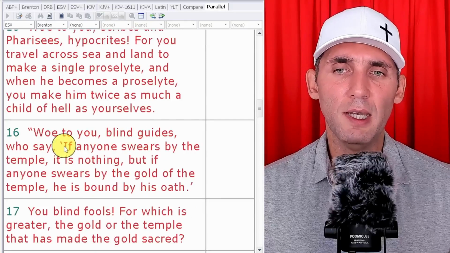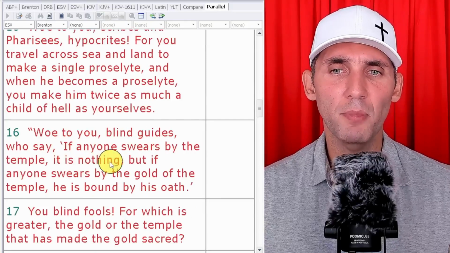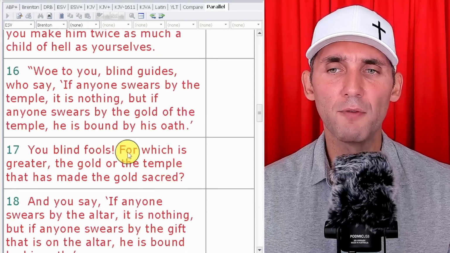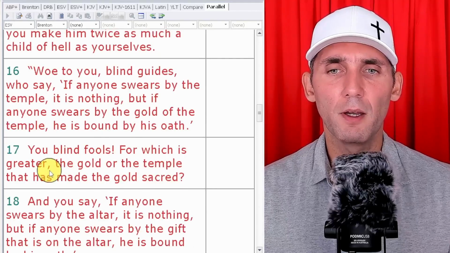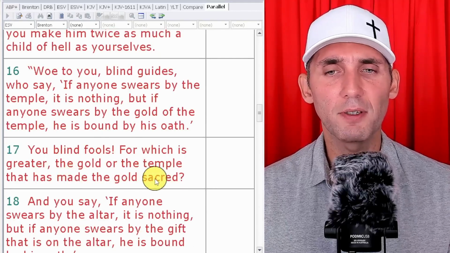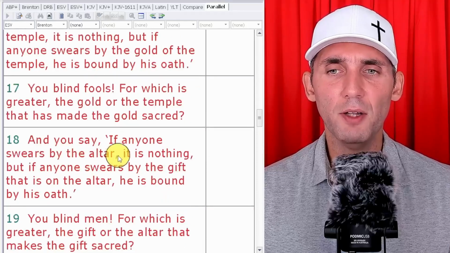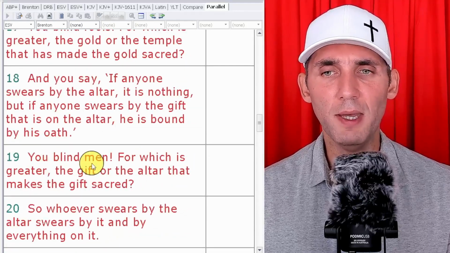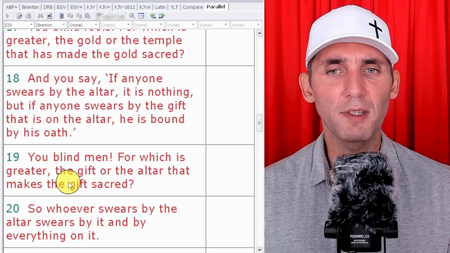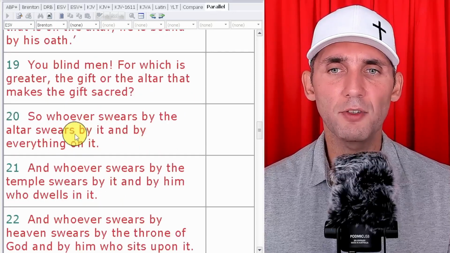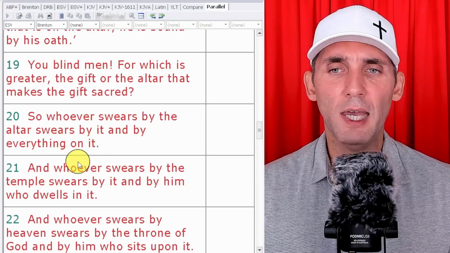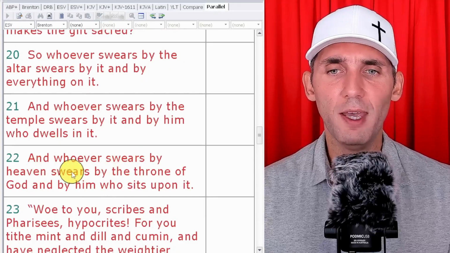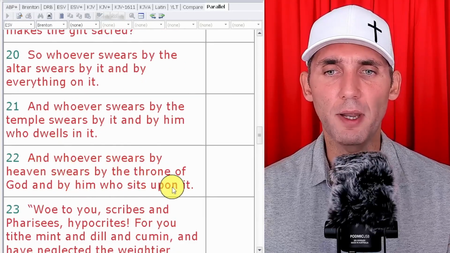Woe to you, blind guides, you say, if anyone swears by the temple, it is nothing. But if anyone swears by the gold of the temple, he is bound by his oath. You blind fools, for which is greater, the gold or the temple that has made the gold sacred? And you say, if anyone swears by the altar, it is nothing. But if anyone swears by the gift that is on the altar, he is bound by his oath. You blind men, for which is greater, the gift or the altar that makes the gift sacred? So whoever swears by the altar swears by it and by everything on it. And whoever swears by the temple swears by it and by him who dwells in it. And whoever swears by heaven swears by the throne of God and by him who sits upon it.